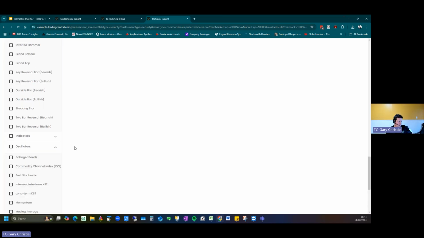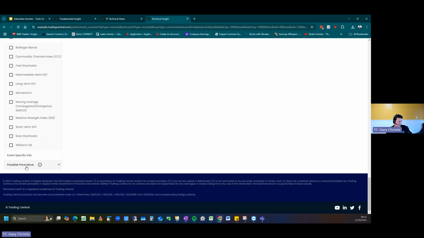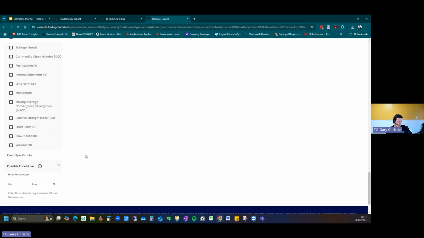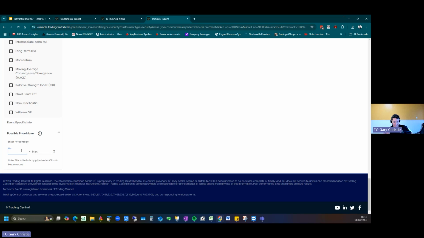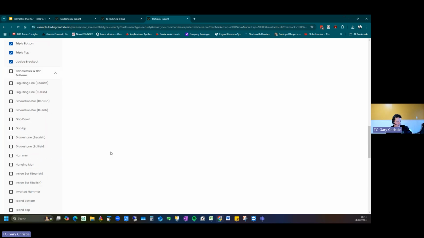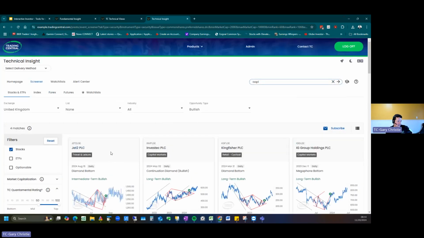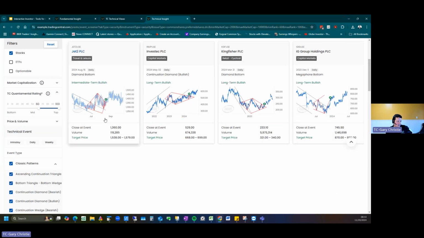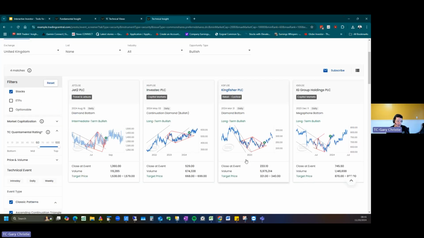But I want classic patterns for now because they're more interesting visually on the chart, and I'll do a possible price move. So one thing to note, if you select classic patterns, you can put in a price move, but you can't do that with any other indicator because classic patterns, again, have measured moves. So if I say I want a minimum of 15% move, maybe that's aggressive, but why not? Let's try it out. Do I get anything? Here we have it: I've narrowed the entire UK market to 1, 2, 3, 4 names. And then again, you can cherry-pick which ones you like.